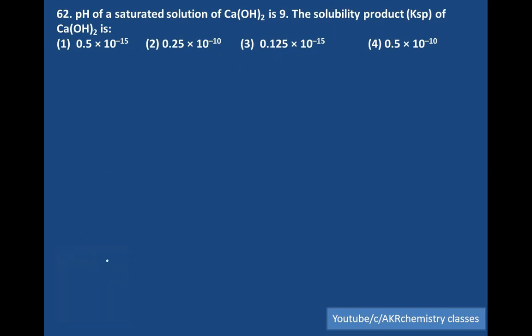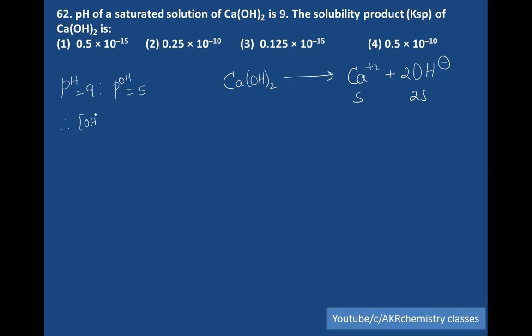The pH of a saturated solution of calcium hydroxide is 9. Find the solubility product of calcium hydroxide. Calcium hydroxide undergoes dissociation. It forms Ca2+ plus 2OH- ions. This is S and this is 2S. First we need to find the solubility of the Ca2+ ion. If I know the OH- ion concentration, pH is equal to 9, then pOH is equal to 5. Therefore, the concentration of OH- ion is equal to 10 to the power of minus 5.